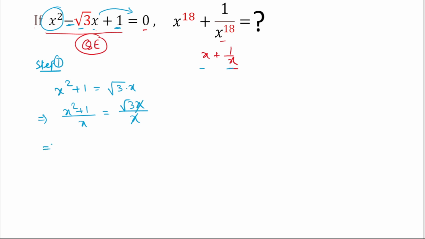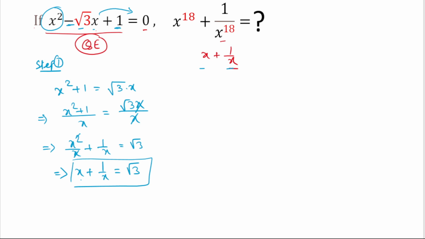So in the left hand side we have x square by x plus 1 over x, which is equal to square root 3. Here x square and x get cancelled, so x remains. So x plus 1 by x is equal to square root 3. So here we have got this expression in the form of x plus 1 over x. Friends, here the power of x is 1 and we have to make it 18. For that we will require square power and cube power.